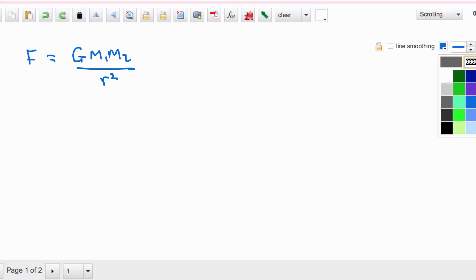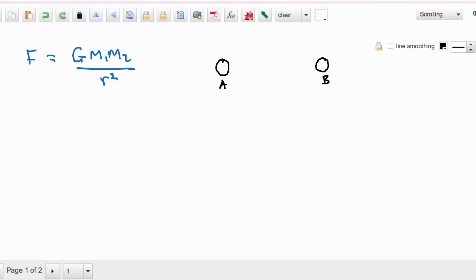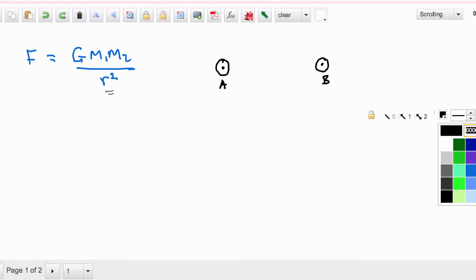So basically this is explaining the gravitational force of attraction between two masses. So let's say you have mass number 1, we'll call it A, and mass number 2, we'll just call it B. So R here, this R term, represents the center to center distance between the two masses.